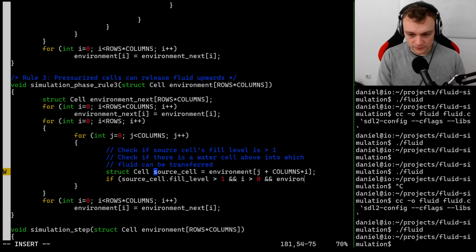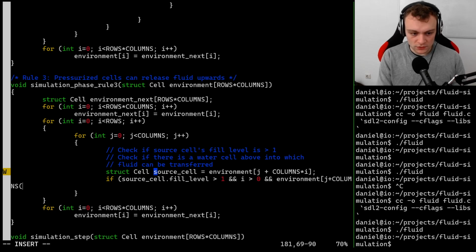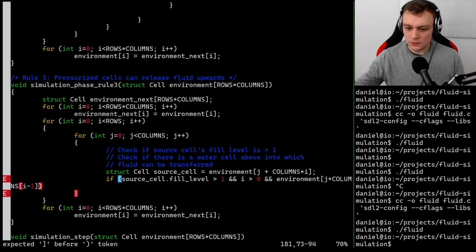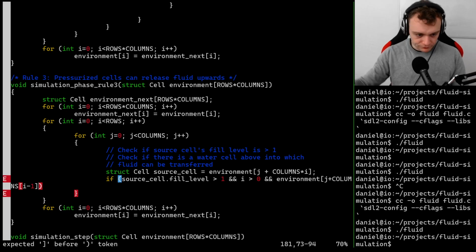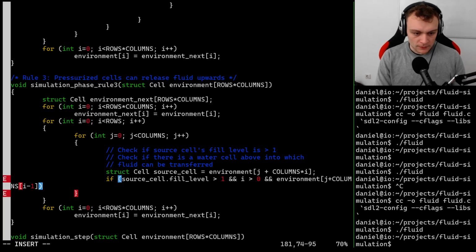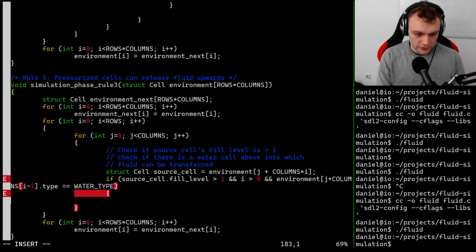And let's get the cell above. Environment at j plus columns I minus 1. Dot type, it must be a water type. Type is equal to water type. Then do stuff.